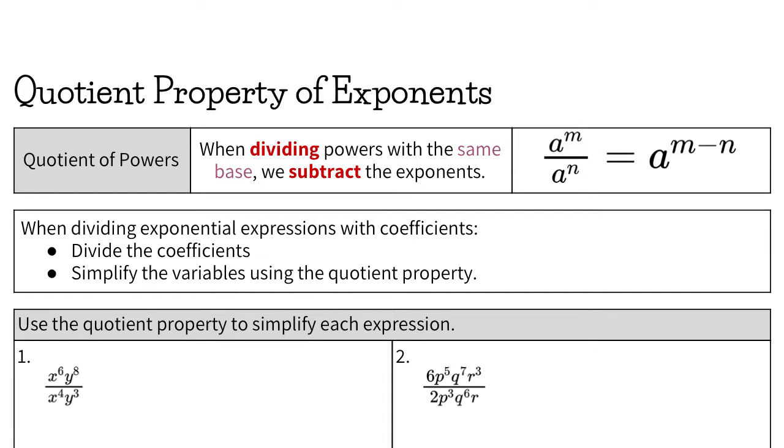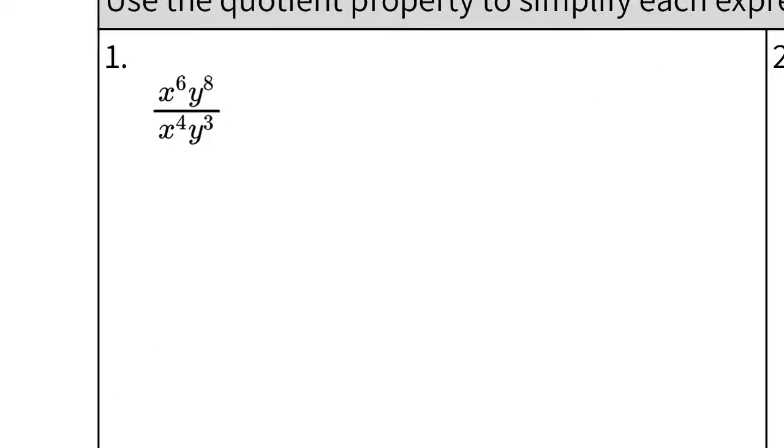For today, we're going to have exponential expressions with coefficients. So when that happens, you do divide the coefficients, just normal division, and then you simplify the variables using the quotient property from up here. So let's look at our first problem.